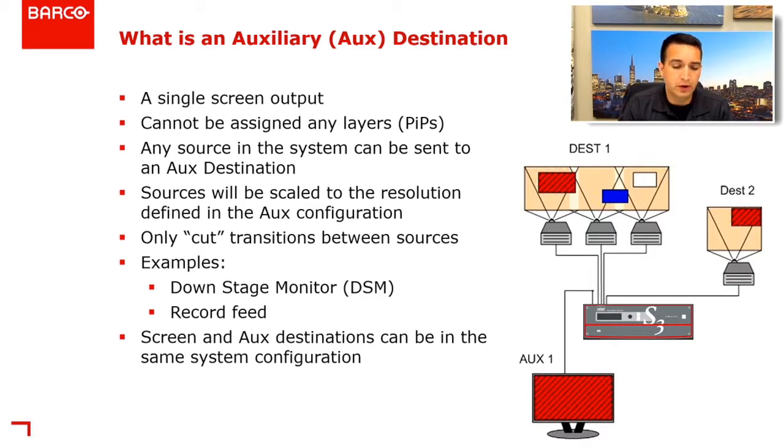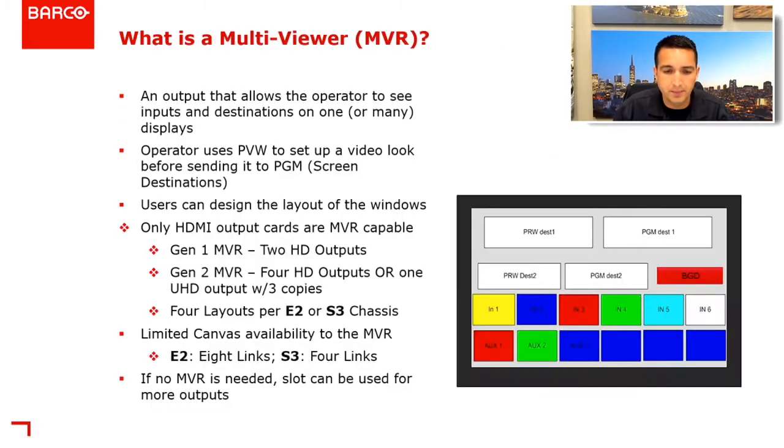Now, one of the kind of duh moments we have here is that screens and aux destinations can be in the same system configuration. So you can have both. You can have screen destinations with your screen image, with your image composition, and you can have auxiliary outputs in the same system and control them all at the same time. In fact, I'll show you how to do that a little bit later on.